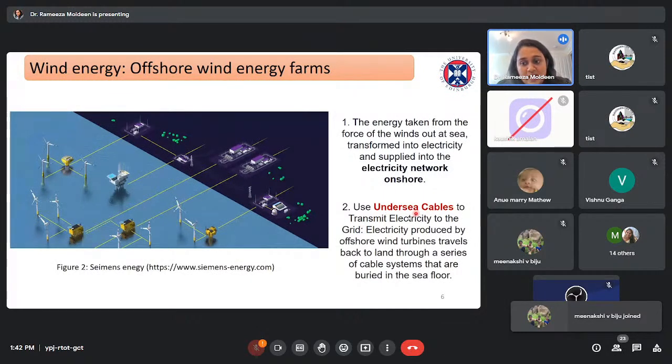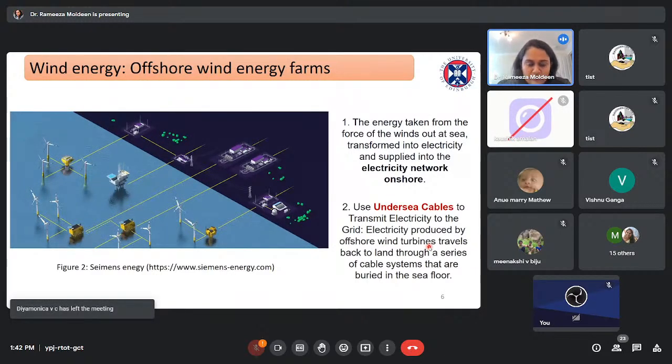This is done by using undersea cables, which is very important. This cable will go from the platform to the onshore grid, mainly through underground. The electricity produced by the offshore wind turbines travels back to land through a series of cable systems that are buried in the seafloor. Such buried cables are common. The techniques we use for oil and gas, for transferring petroleum gas, we have that technology for undersea cables, so that is adapted here for offshore wind energy farms.